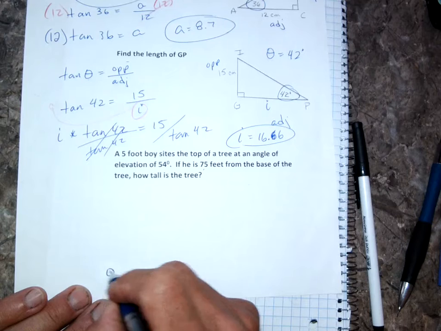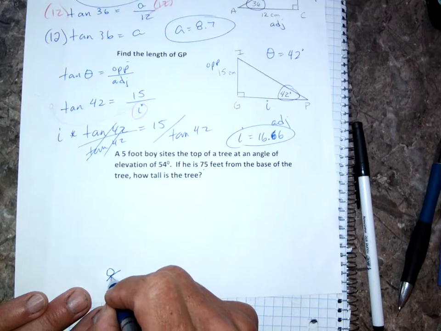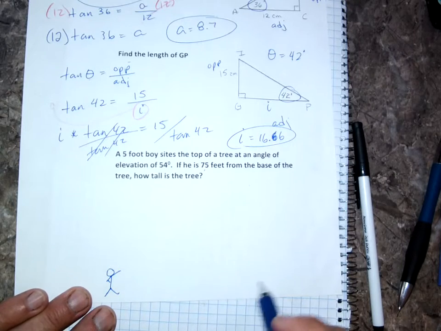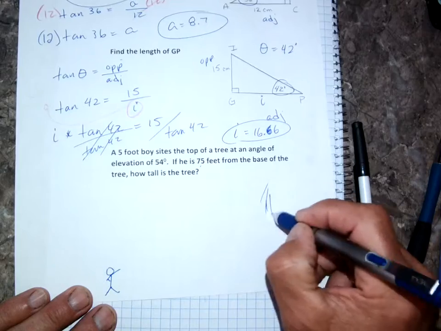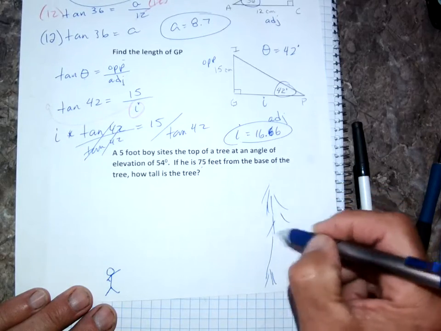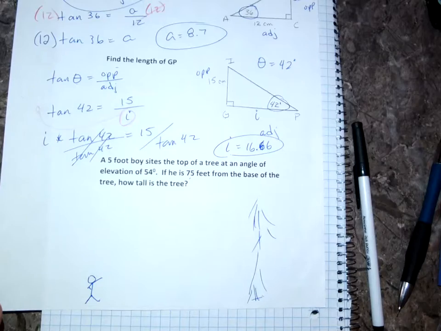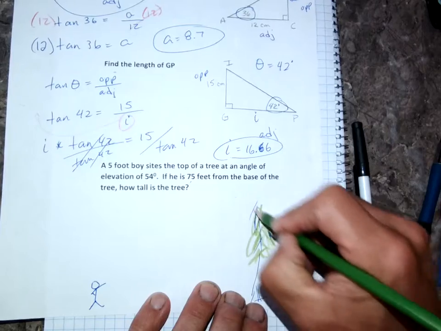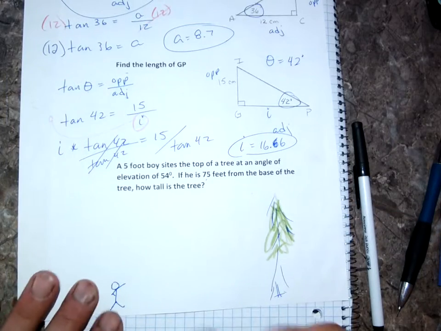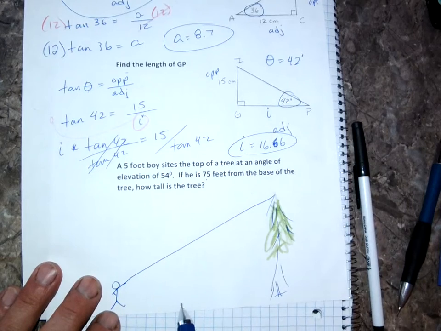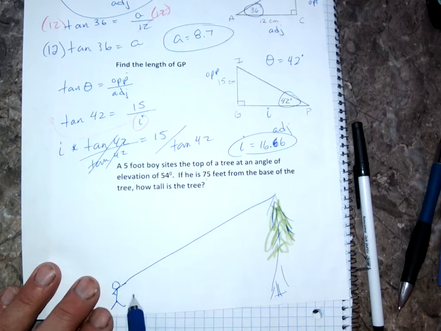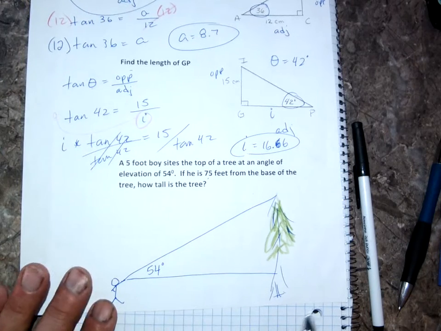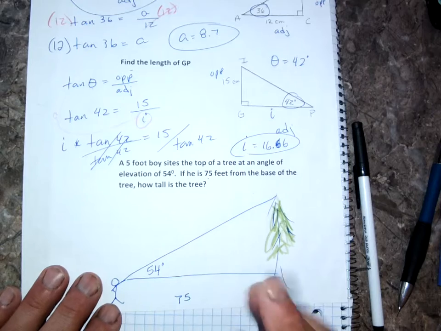So here's my boy. And he's sighting the tree. Okay, here's my tree. Not a beautiful tree. There you go. Make it green. Oh, I'm such an artist. So when he sights the top of the tree, he gets an angle of elevation of 54 degrees. He is 75 feet from the base of the tree.